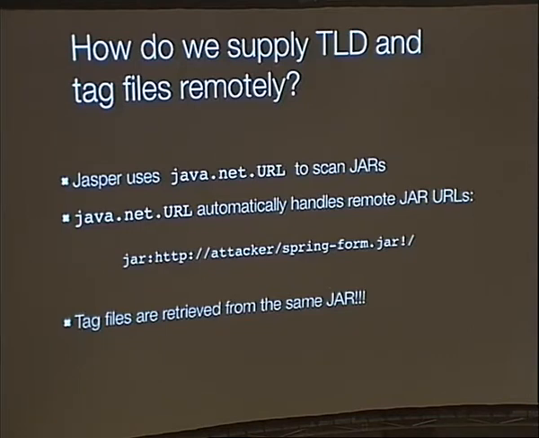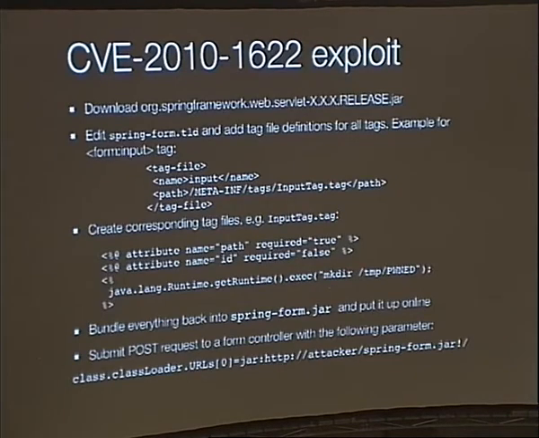So the full exploit for this would actually look like this. We download the Spring servlet code, and inside of that servlet code, we have a TLD file for all of the Spring form tags, so things like form input, form text field, form. What we do is we edit the Spring form TLD file. We modify all of the tags to point to our input tag file. We create the following input tag file, which will simply execute our arbitrary code. We bundle everything back together into the Spring form jar. We put it on the attacker's host, and then we submit the following form request, which gets parsed by the form controller.